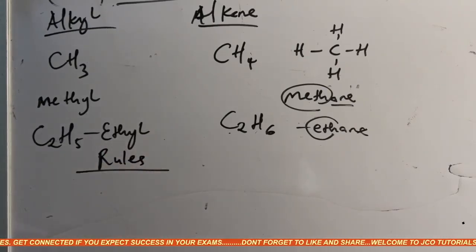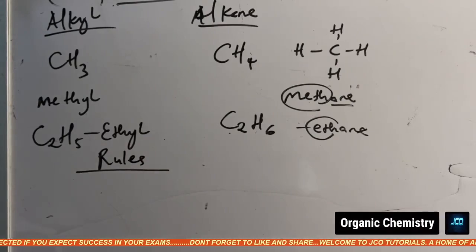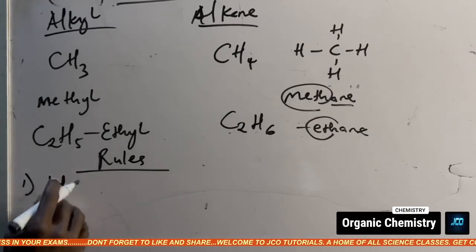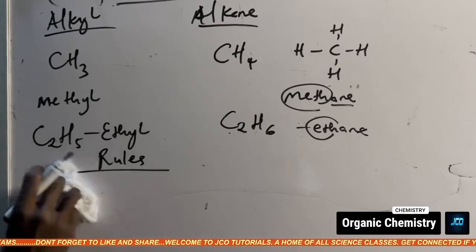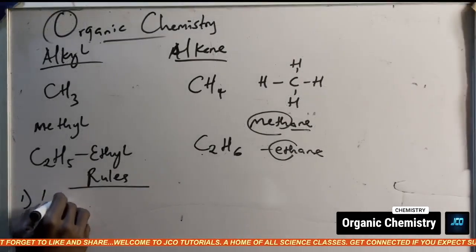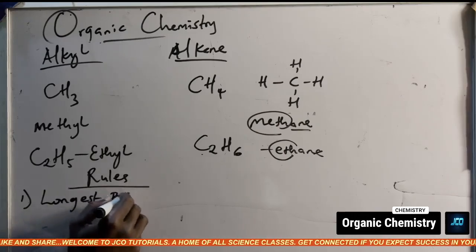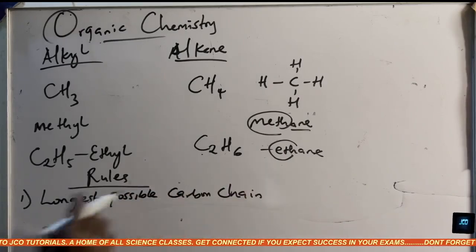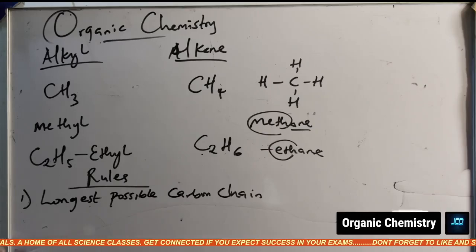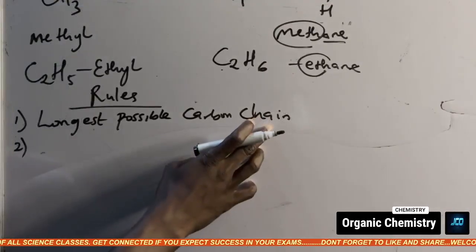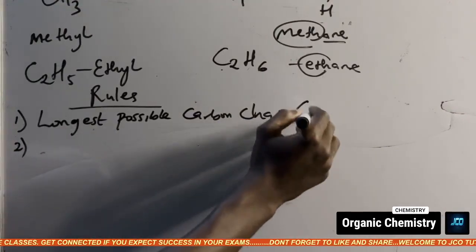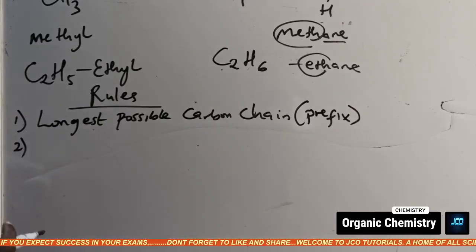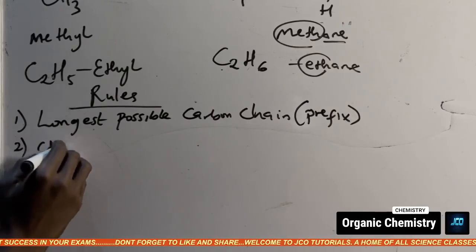Well, there are some basic rules in naming. I'm not going to give you the comprehensive rule now. I'll give you the basic one to start with so that you can do some examples, and then later on we'll go into comprehensive ones. The first rule is what? Identify the longest possible carbon chain. That's what you are going to identify. When you identify it, you give it its prefix, because this longest possible carbon chain will determine the prefix it's going to have.